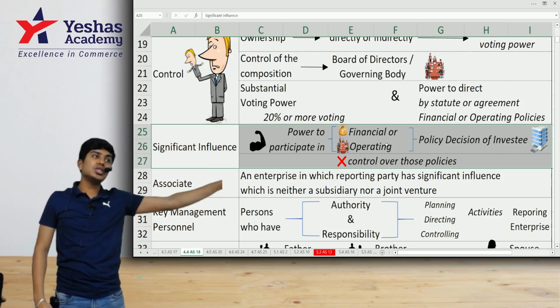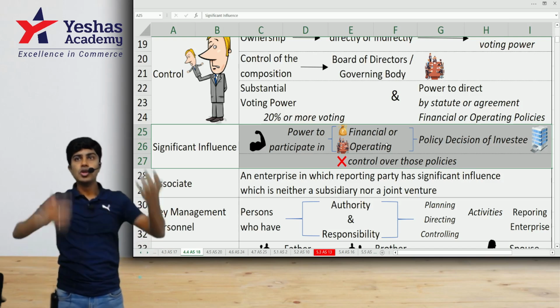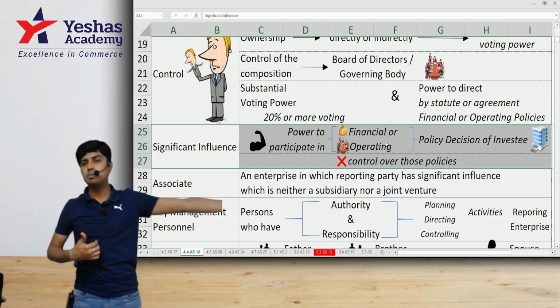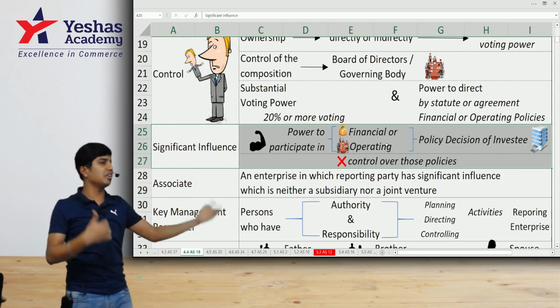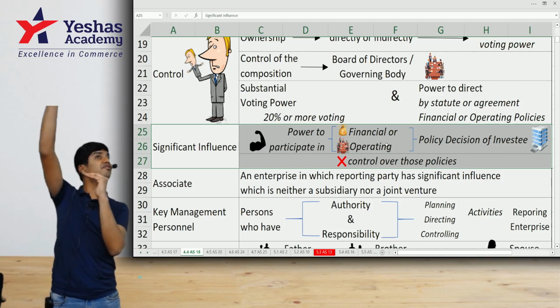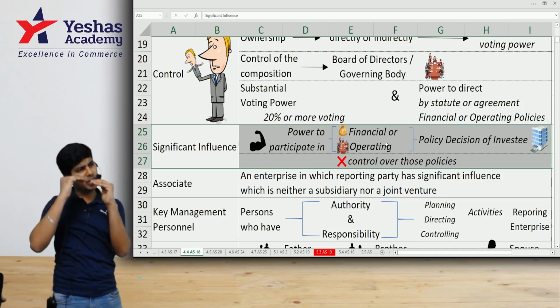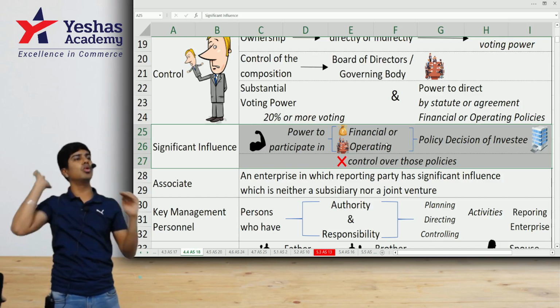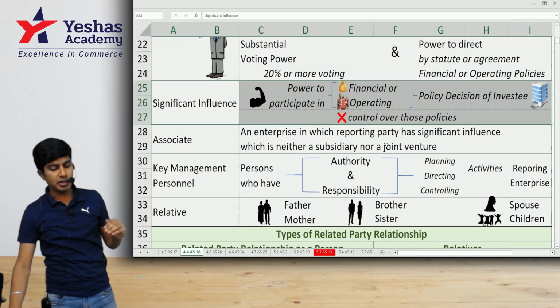If it is my associate, I have significance. If I am holding and I have control, it becomes a subsidiary. If I am an investor and I have influence, it becomes my associate. Remember, for subsidiary, it is more than 50%. For associate, it is 20% or more. Got it? Then the next point, associate.